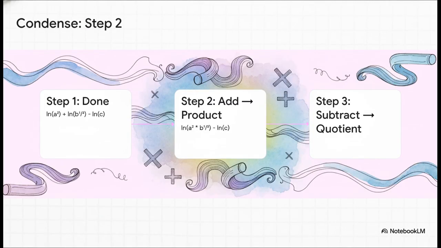Next up, let's handle that addition sign. Using the product rule backwards tells us that if we're adding 2 logs, we can combine them into a single log of their product. So we merge the natural log of a squared and the natural log of b to the 1/3 into one single term.